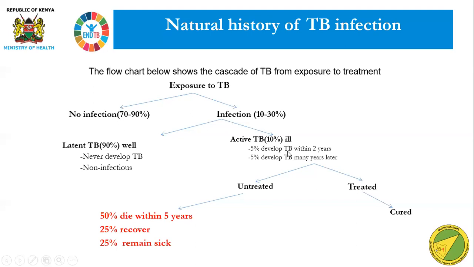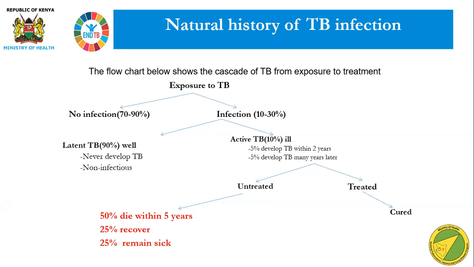About 10% will develop TB, we said, in their lifetime, and out of these 5% will develop primary TB within the first 2 years, and 5% will develop TB many years later. They might not even develop at all, or they develop once the immune system is compromised. So that's about another 5%, and this is called secondary TB.